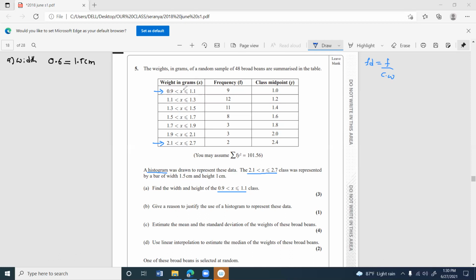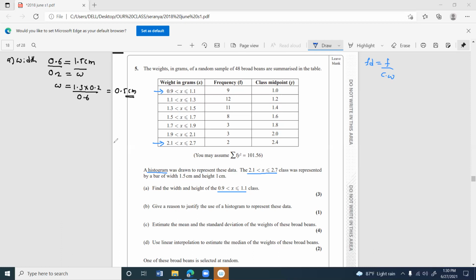So you are using the same scale. Here the width is 0.2. A width of 0.2 should be represented by what kind of length? That is what we need to work out. W should be 1.5 into 0.2 divided by 0.6. It turns out to be 0.5 centimeters. That is the answer for that question.